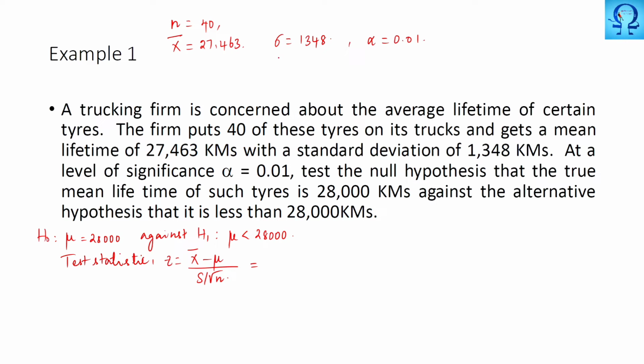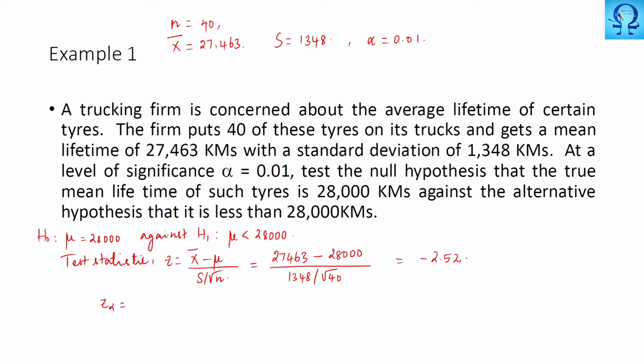Okay, so sorry, I have made a mistake. It is not the sigma, it is s, because it is the standard deviation of the sample, not the entire population. So it is 27,463 and mu value is 28,000 divided by s is 1348 divided by under root 40, and when you calculate you get minus 2.52.